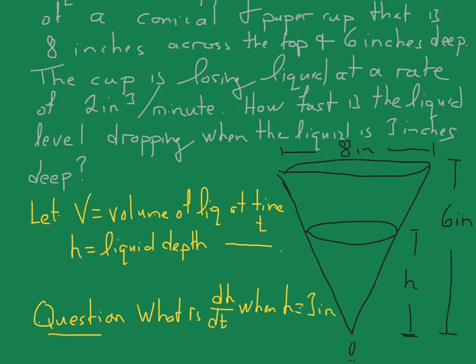All right, and what are we given? Well, we're given that the cup is losing liquid at a rate of 2 inches cubed per minute. So that's what we're told. So what does that mean? Well, that means that the volume is decreasing at a rate of 2 inches cubed per minute. And because this is decreasing, what does that mean? Well, it means that dV/dt, the rate at which V is changing, is minus 2 inches cubed per minute. So let's write that down.